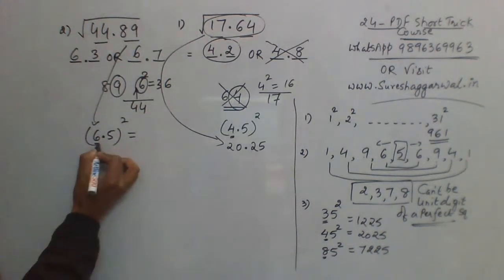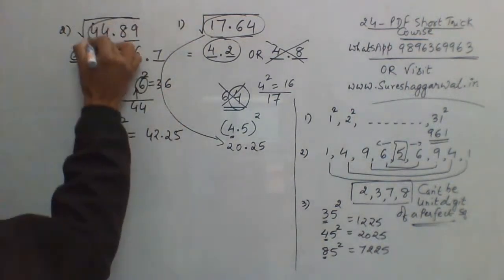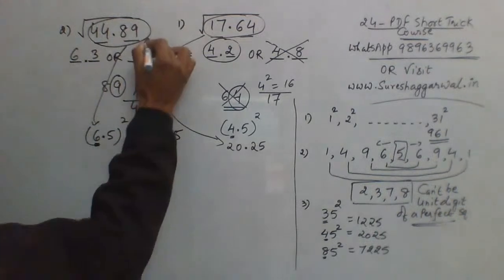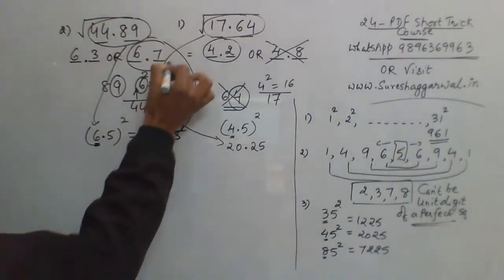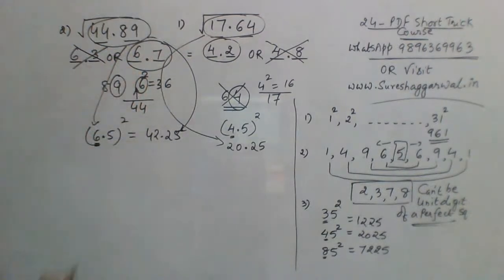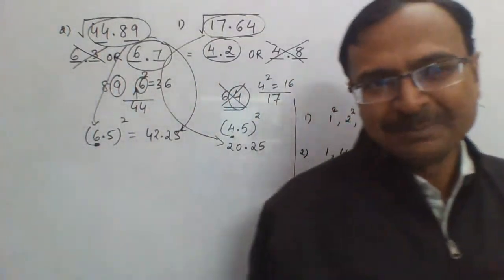6.5 square is 6 sevens are 42.25. My number in the square root is greater than this. Compare it with this. This is greater, so my answer is greater. The smaller one is rejected. Answer is 6.7. Come on, friends, give it a like if you like the trick.